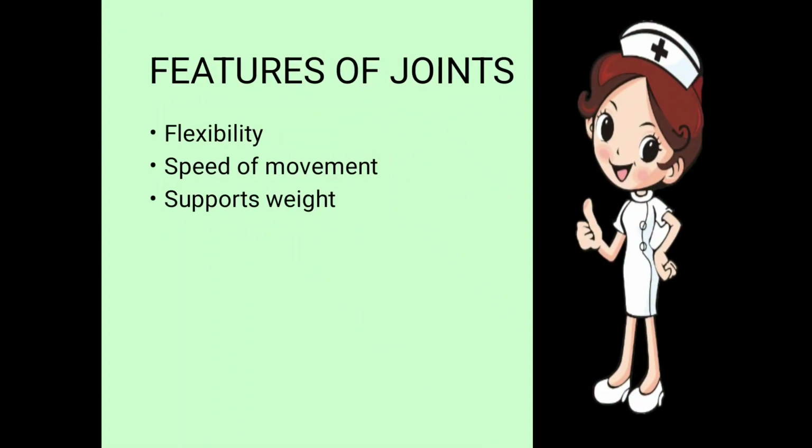Now what are the features of a joint? The first one is flexibility. Joints are flexible, and we can move them according to our will. Next is speed of movement. If the joint movements take place easily, then there is speed of movement. If we have to move our arm, we can move it easily with speed. Slow movement should be taken if there is any problem in the joint.